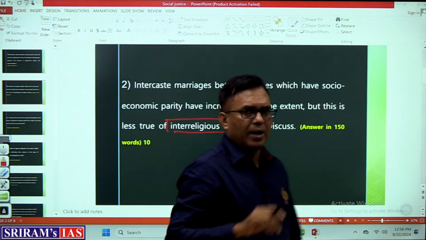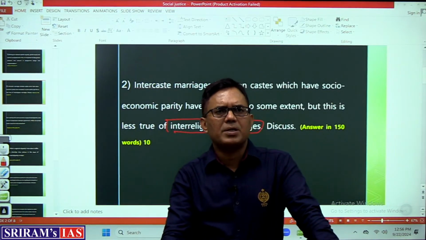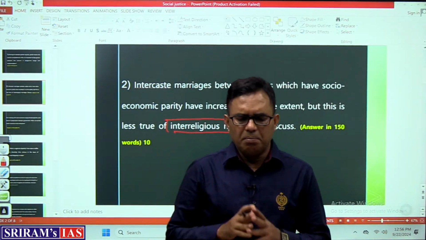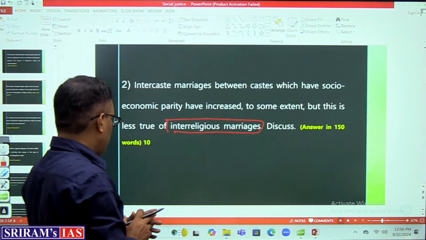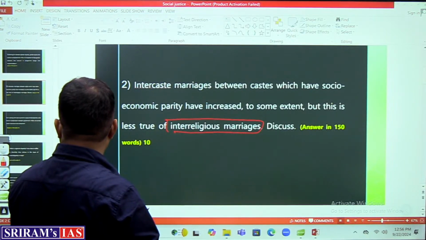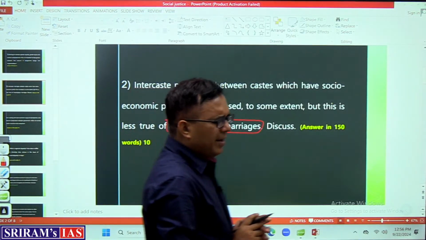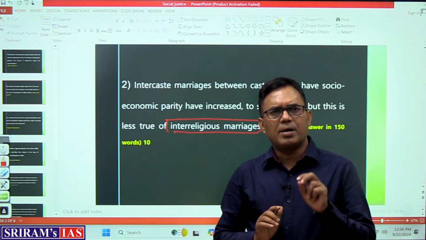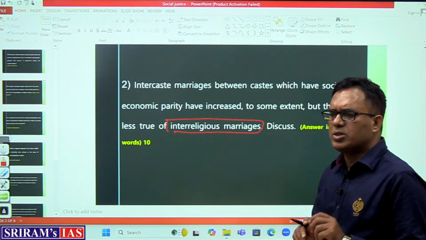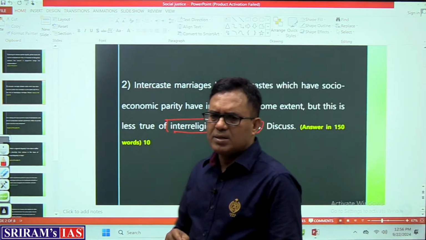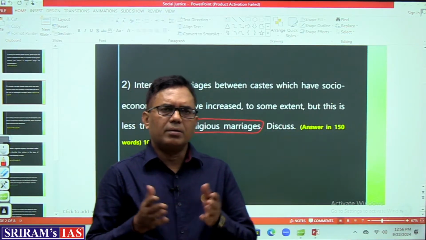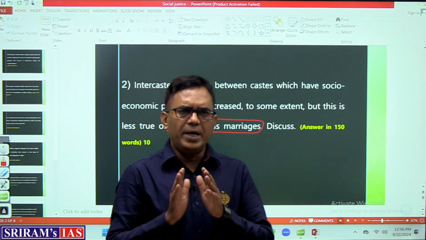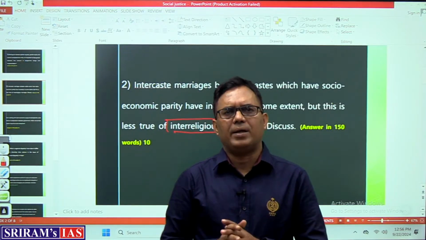In the introduction we can write that marriage is basically a social institution, and in India marriage is basically a sacrament. Marriage, being a sacrament, is the most important institution of society, but there are different practices of marriage in our country, and these practices are based on caste and on religion. So endogamy is the fundamental form of marriage.